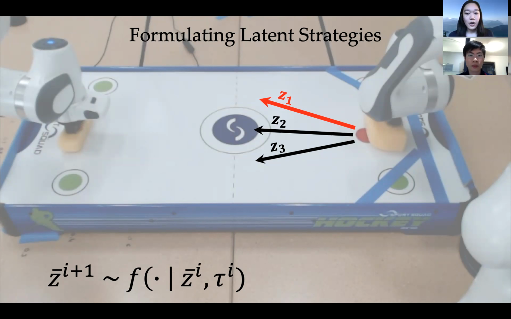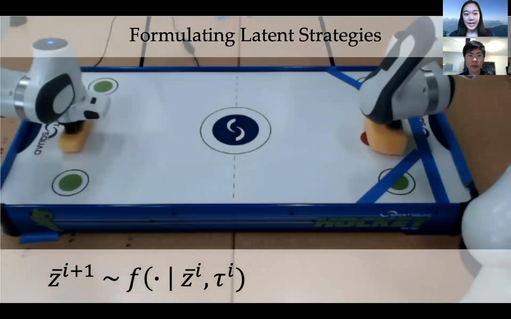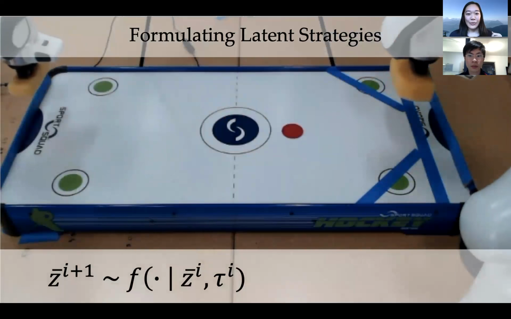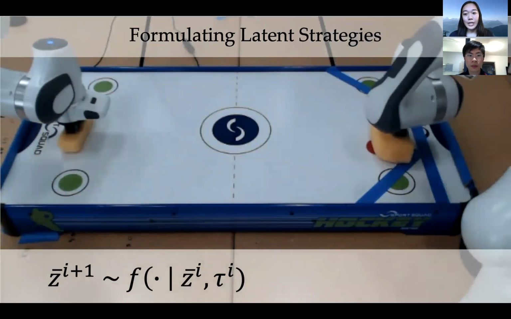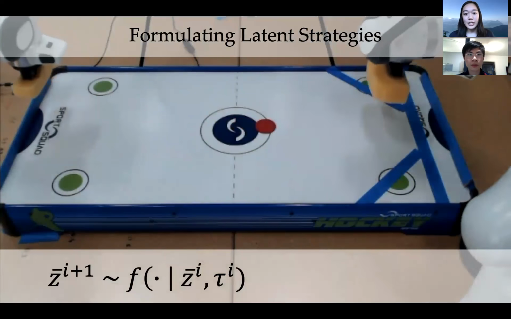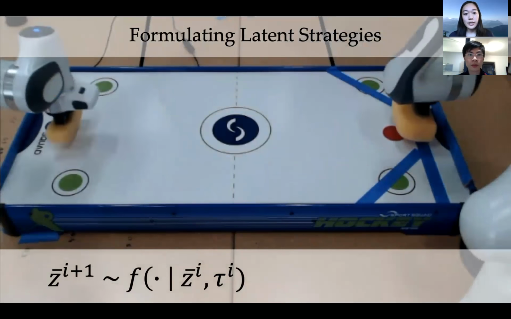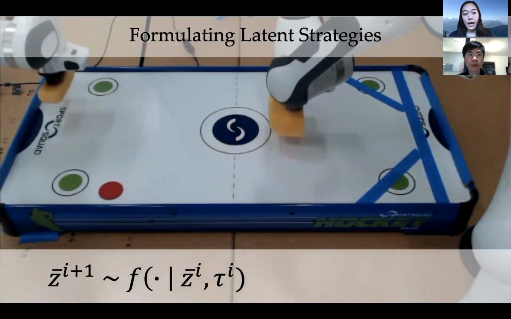As you can see on the bottom left here, we assume that the strategy of the other agent is some unknown function of its previous strategy and the previous interaction with the ego agent. The most important part is that the ego agent never observes the strategies or the actions of the other agent.